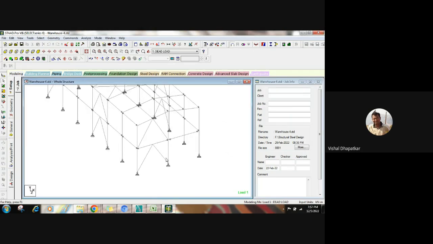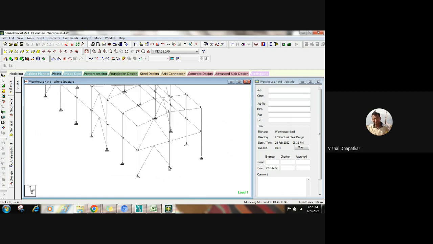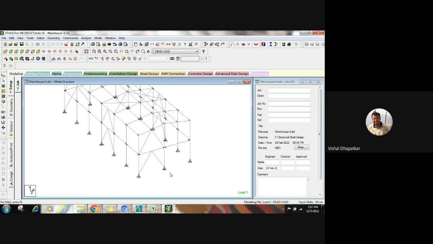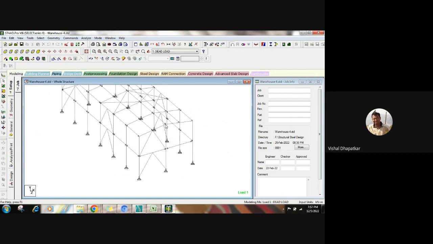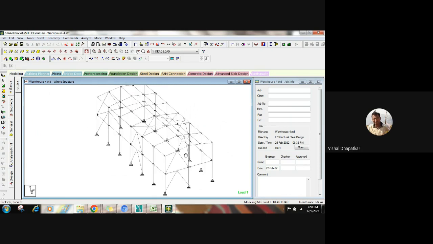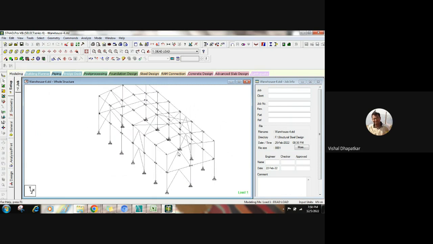Yeah, we have provided pin type connection for all the supports, right? Not fixed base. We have not put any fixed connection, because in this direction we have bracing, and in this direction it is connected at the top, where there will be a movement connection for the beam. So in this direction it is also pin.